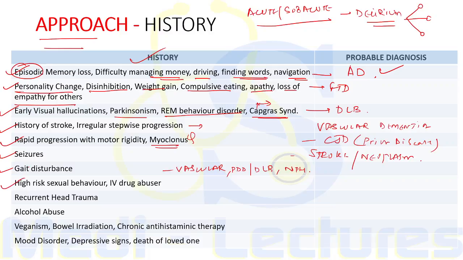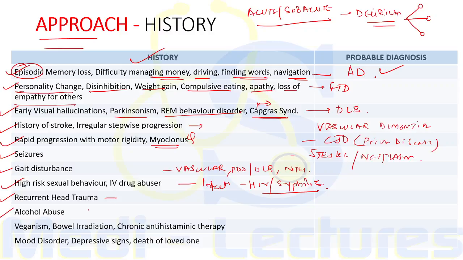If there is a high risk sexual behavior individual or IV drug abuser, it should point towards infections like HIV or syphilis. These are sexually transmitted and can lead to dementia. Recurrent head trauma can lead to chronic SDH, chronic traumatic encephalopathy, intracranial hypotension or normal pressure hydrocephalus.